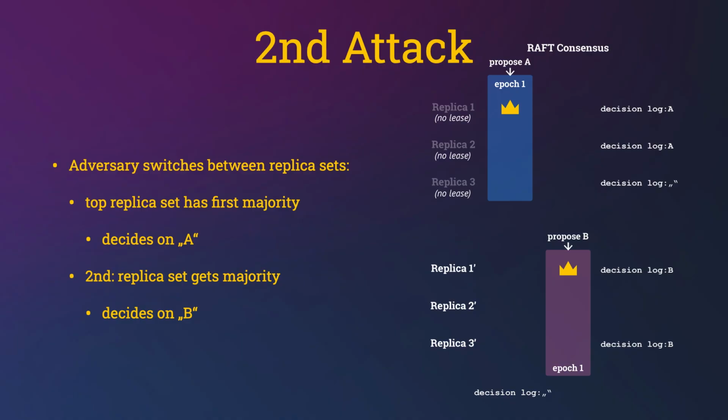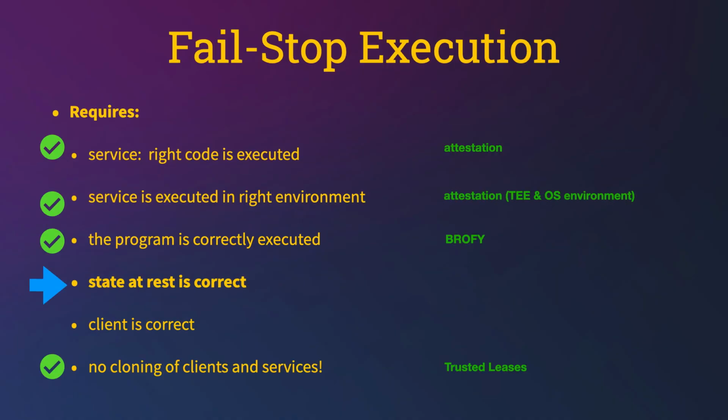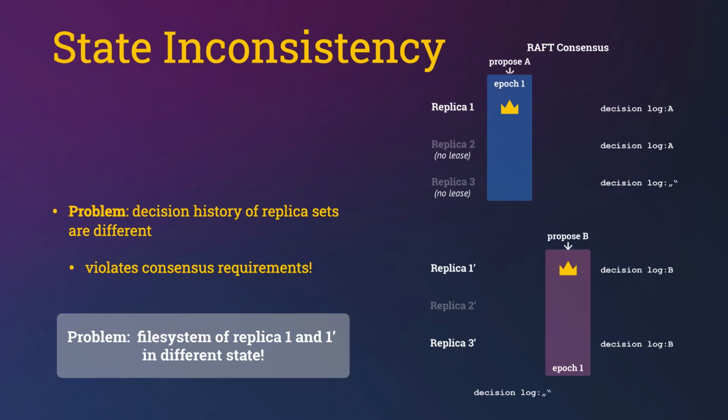So to solve this, we have to make sure that the state at rest is correct. So let's summarize that problem again. So we have here the blue and the pink replicas, and they should be in different states. So when replica 1 prime continues, it should see that replica 1 actually decided already on A. So the log has to be visible to replica 1 prime when it starts, when it gets the lease.